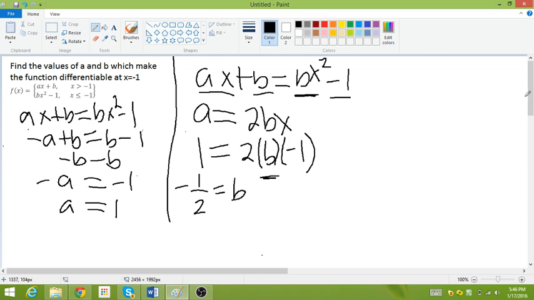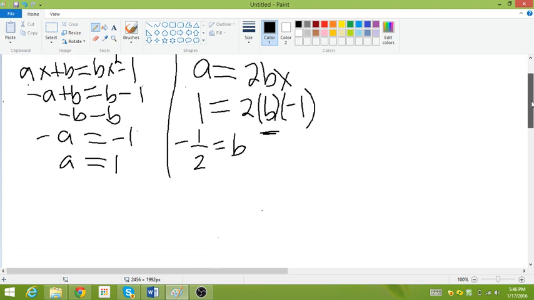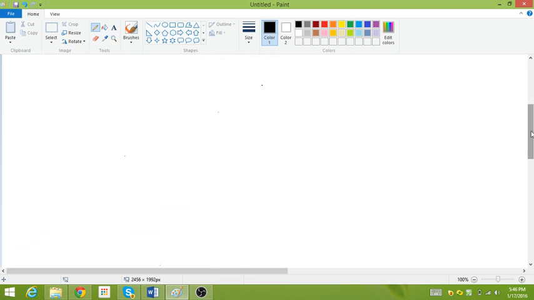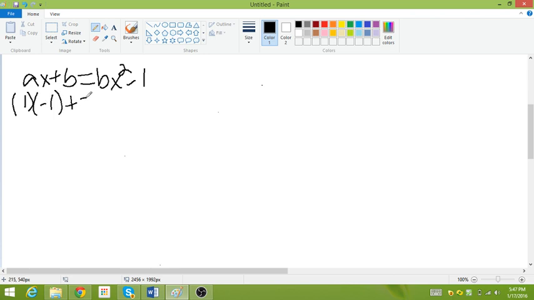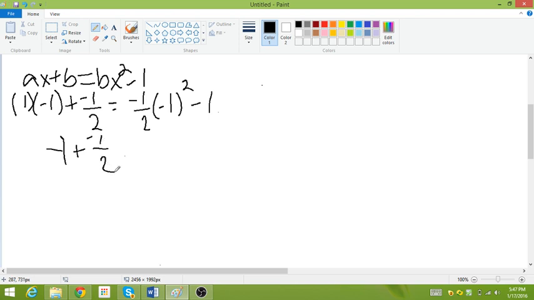But we aren't done yet. We still have to check to make sure these values work. Alright, so we have ax plus b equals bx squared minus 1. So we can go ahead and substitute all our values. So a equals 1, x equals negative 1, and b equals negative 1/2. Alright, and once we substitute all these values, we can see that the left side equals the right side. Negative 1 plus negative 1/2 is equal to negative 1/2 plus negative 1, because of the commutative property of addition.